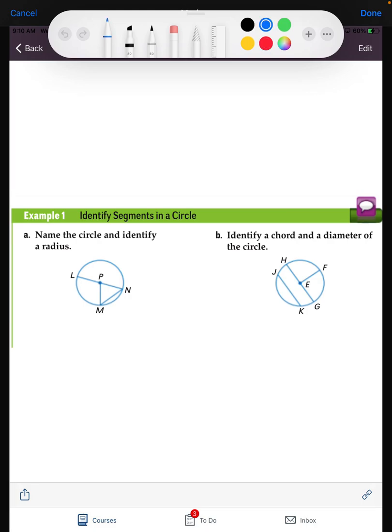All right, so let's take a look at a couple of questions. The first one says, name the circle and identify a radius. So the circle, we could either write circle P, or we can use our symbol, circle with a dot inside, P. And then our radius, there are 3 different radii. We could pick either one, PN, PM, or PL. But it just says pick one radius, so we can say PM is a radius.